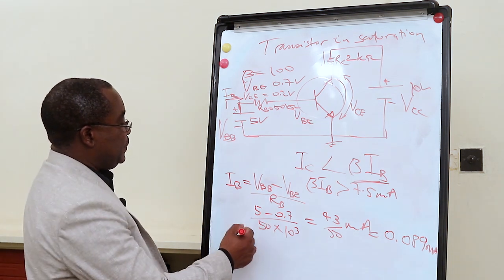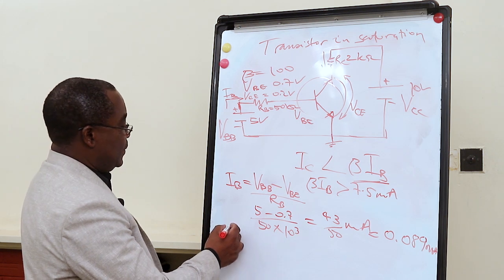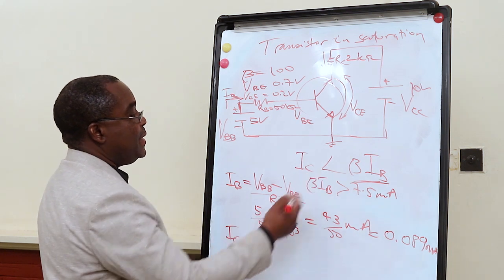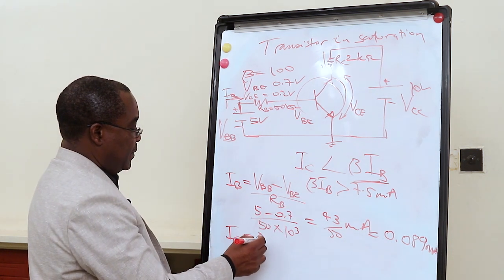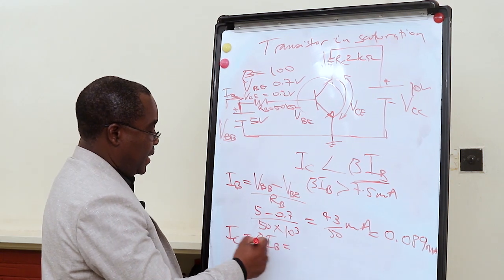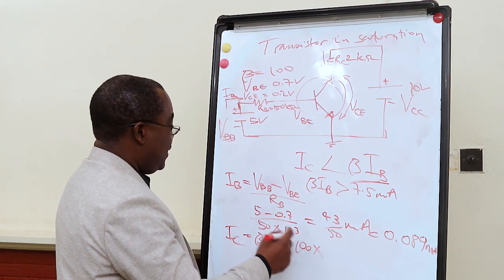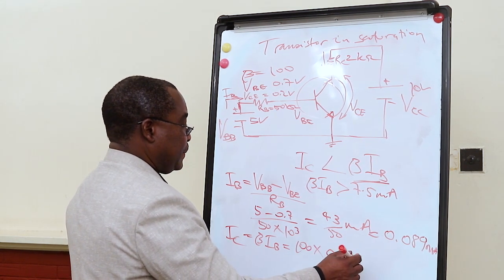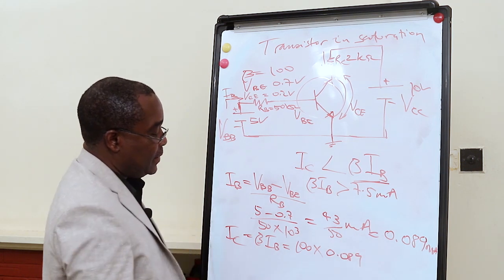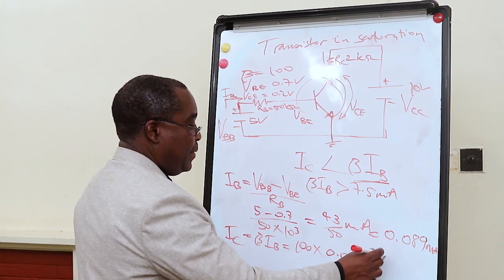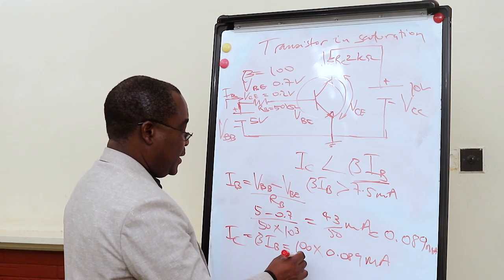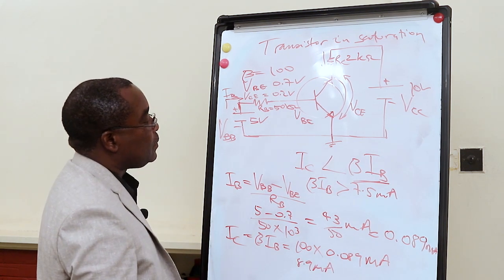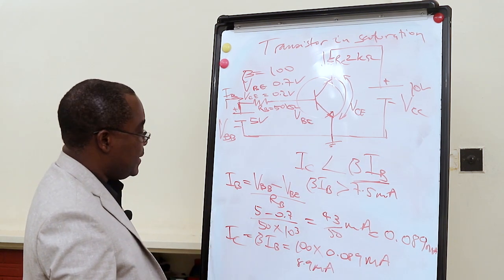This is our IB. We can have our IC here also, according to the formula. Our IC is beta IB, and our beta is 100 times our IB, which is 0.089 milliamps also. It's a milliampere, so we have here 8.9 milliampere. This is our IC.